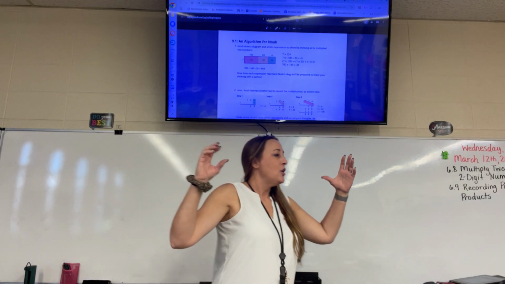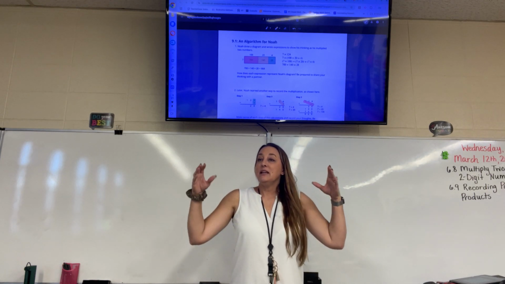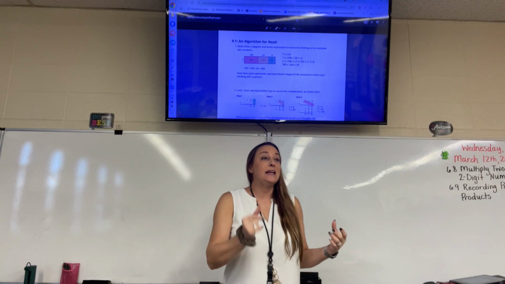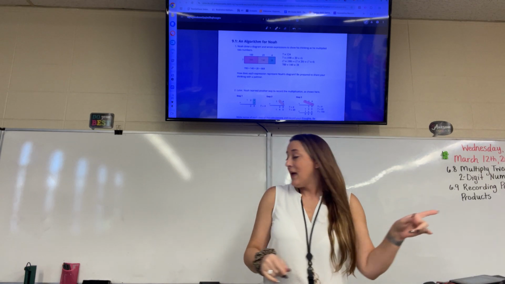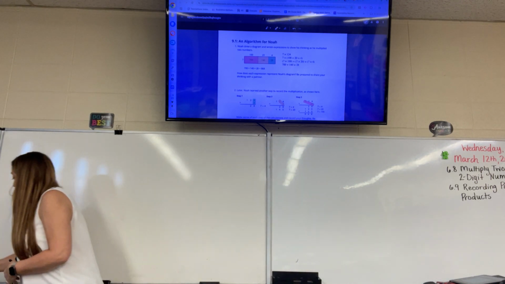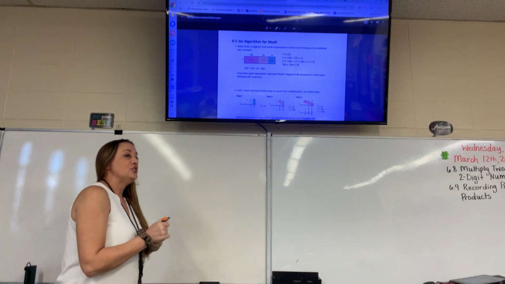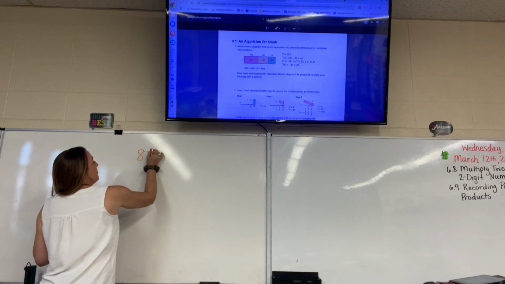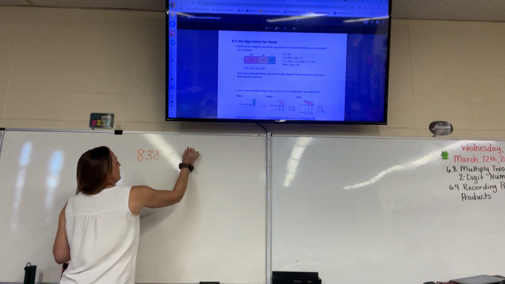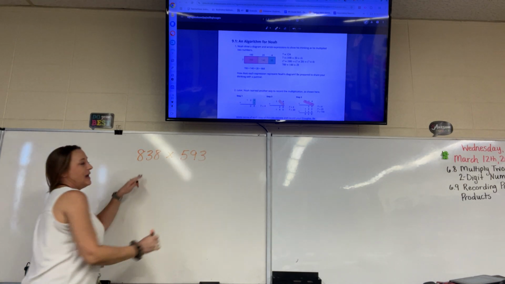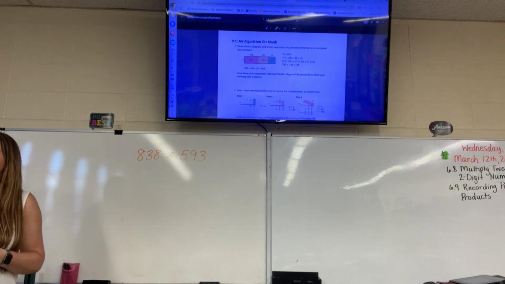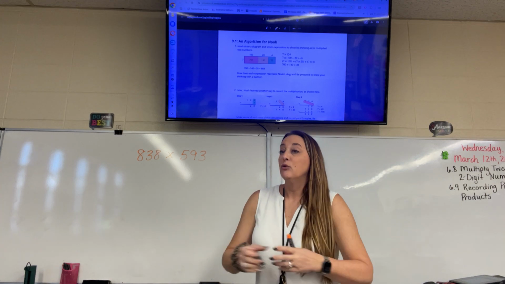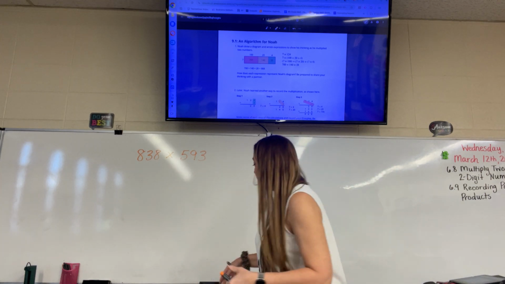Here's the thing, guys. Once you get the area model, once you understand it, it becomes really easy to use. Evan used it yesterday to do, like, I don't remember the number, but it looked something like this. A 3-digit number times a 3-digit number. Once you understand the area model, it can work with bigger and bigger numbers, okay?